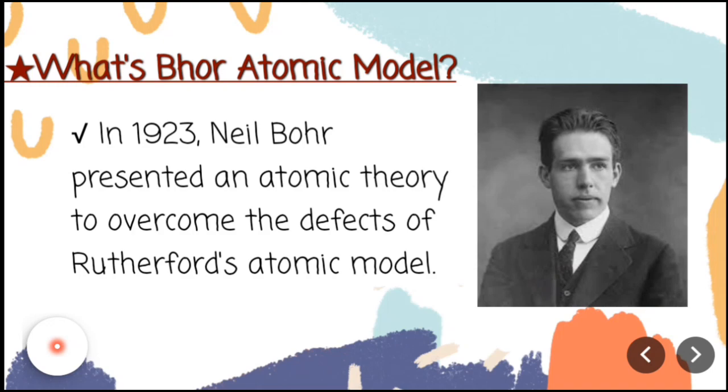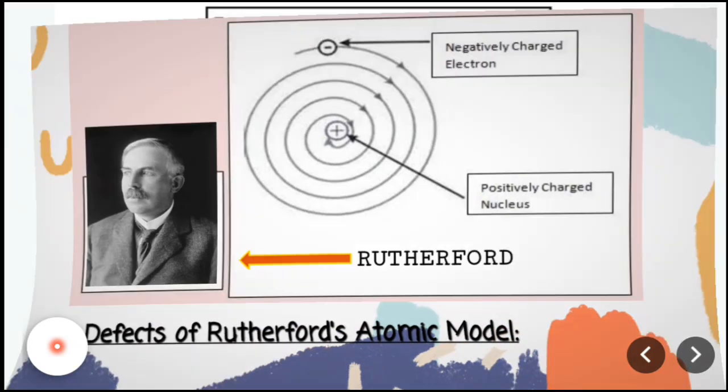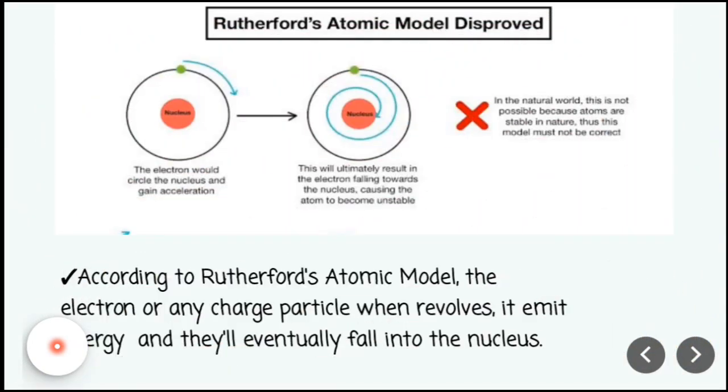Now, to understand the Bohr atomic model or Bohr's atomic theory, I will give a quick review of what the defects of Rutherford's atomic model were. According to Rutherford's atomic model, electrons or any charged particle, when revolving around the nucleus, emit energy and would eventually fall into the nucleus. However, it's not true.